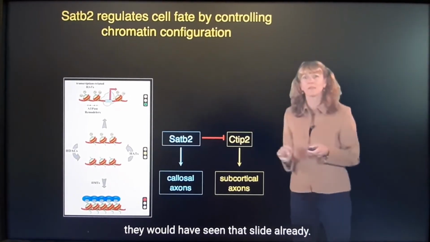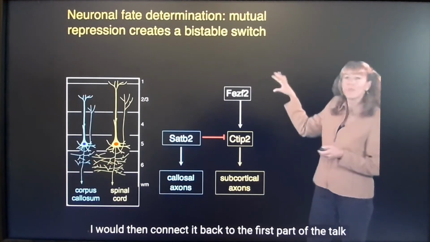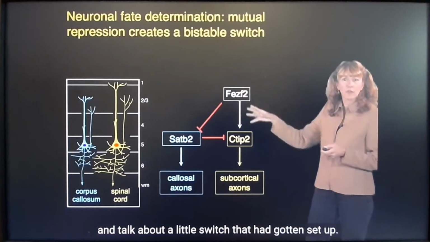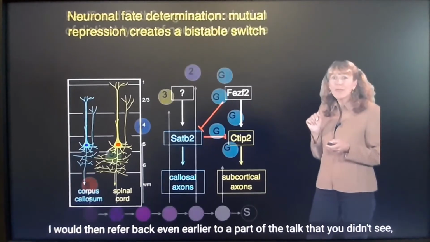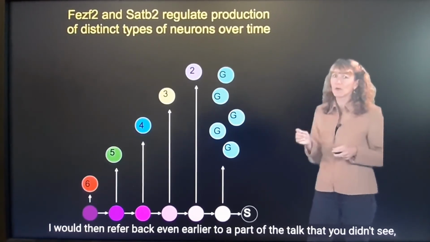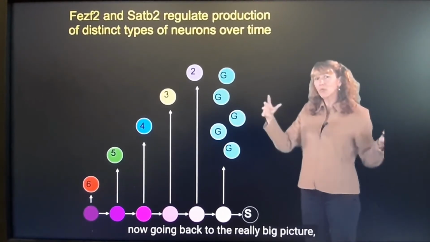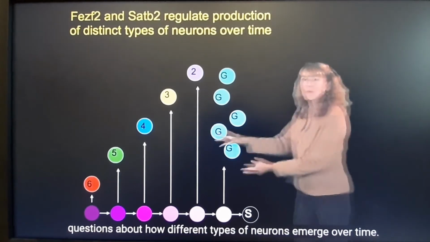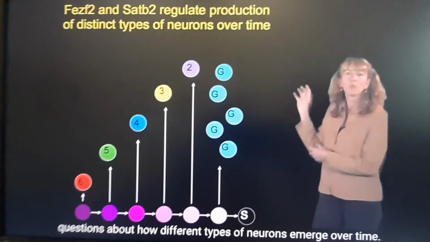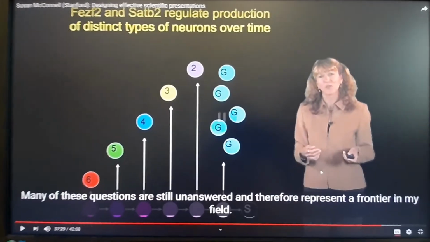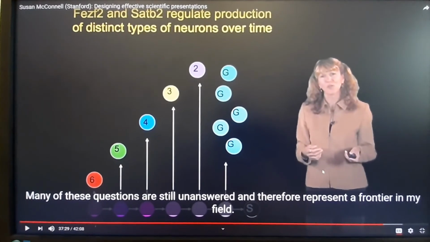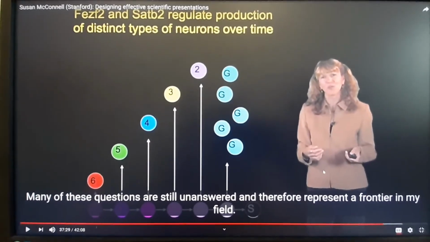They would have seen that slide already. I would then connect it back to the first part of the talk and talk about a little switch that had gotten set up. I would then refer back even earlier to a part of the talk that you didn't see. Now going back to the really big picture, questions about how different types of neurons emerge over time. Many of these questions are still unanswered. Okay, well, I'll leave it at that, though. But I think you get the general idea.